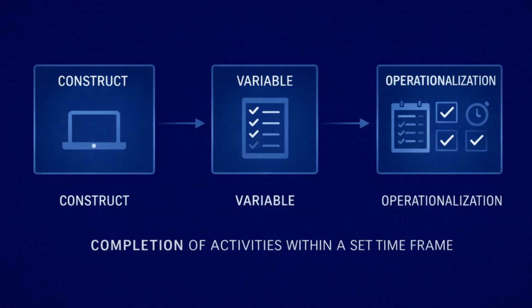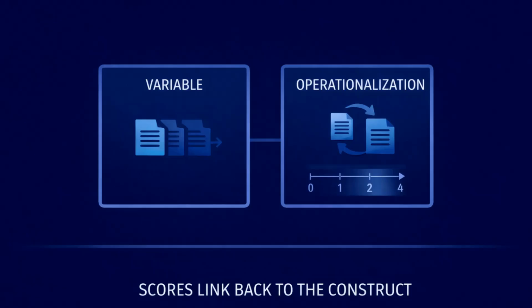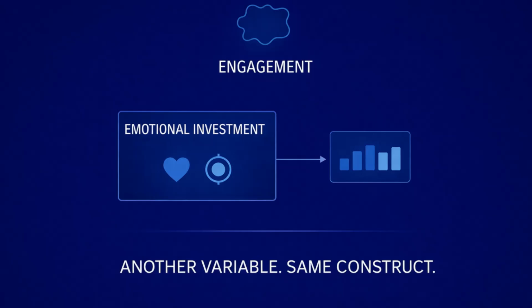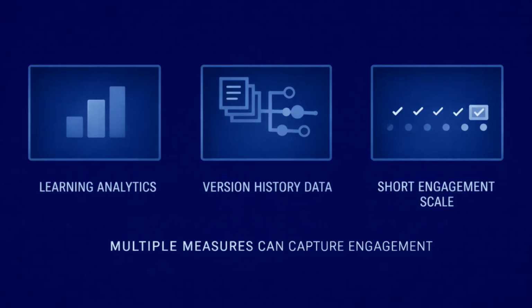Suppose the construct is engagement in an online learning environment. One variable might be behavioral participation, operationalized as completion of assigned activities within a defined time frame. Another variable might be cognitive effort, operationalized as revision behavior across drafts or persistence after incorrect responses. A third variable might be emotional investment, operationalized through a brief rating scale focused on interest and perceived relevance. Measures could include learning analytics, version history data, and a short engagement scale.